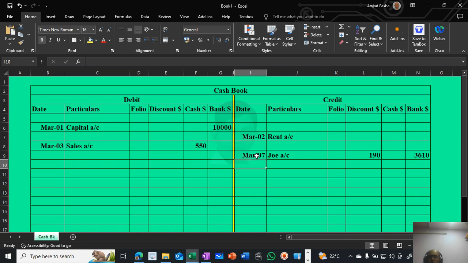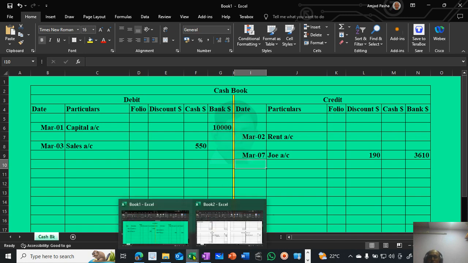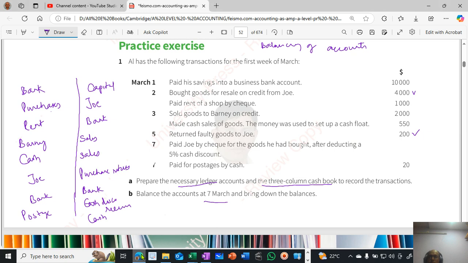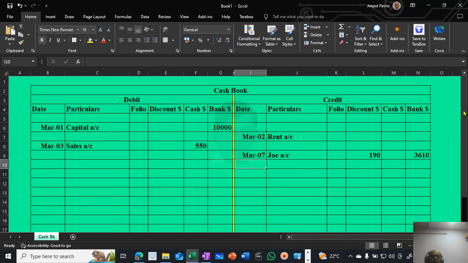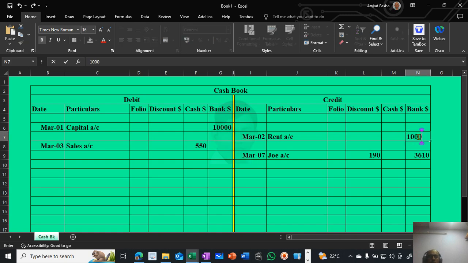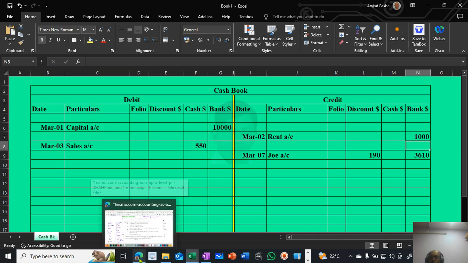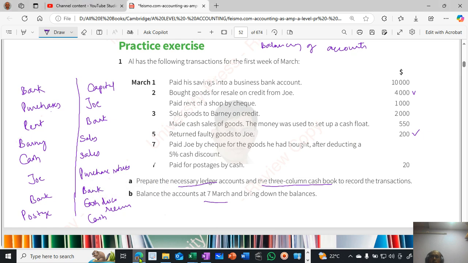What is the amount of rent you have paid? Rent you have paid 1000, and you have paid it by check. So okay, this is also done. Now cash discount over. Paid for postage by cash 20.